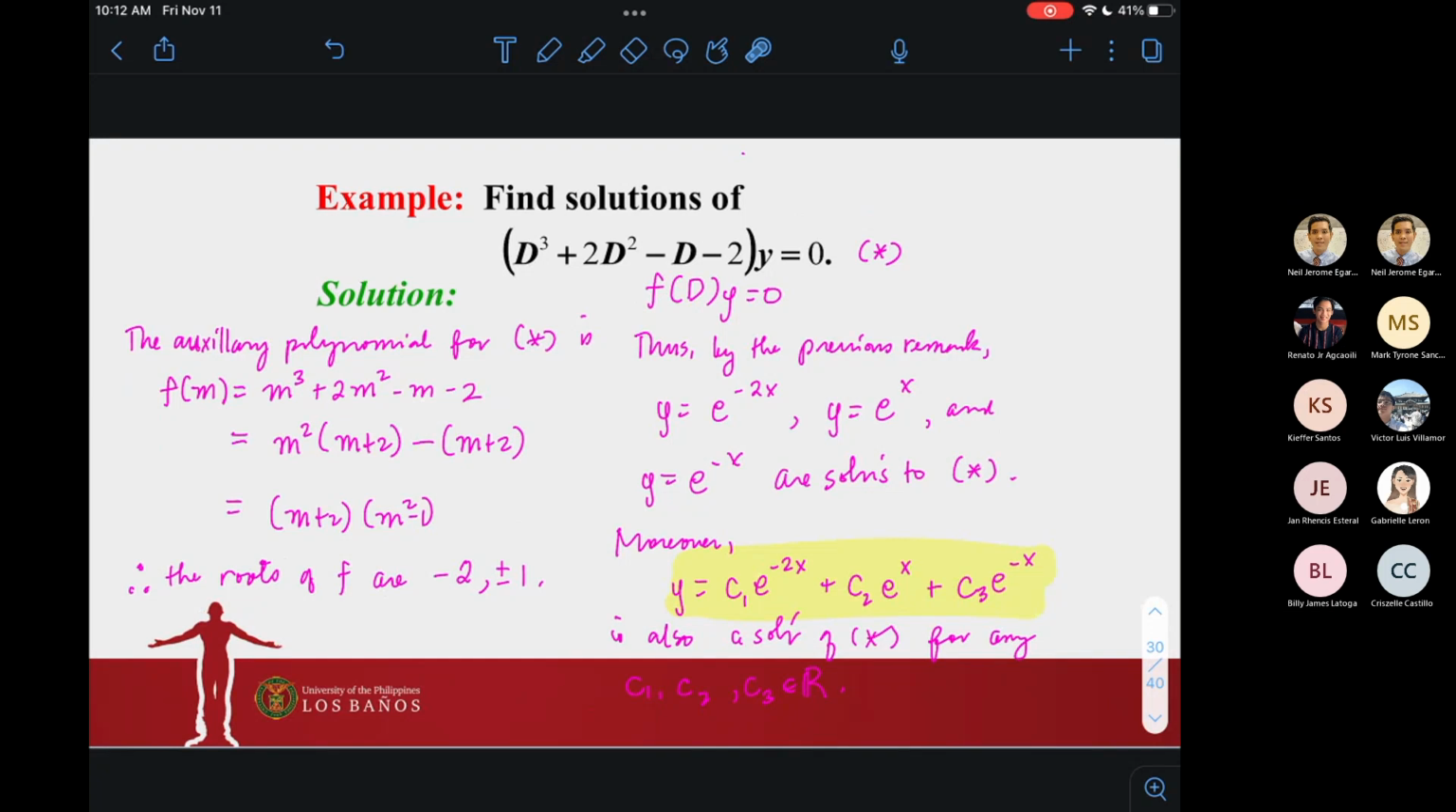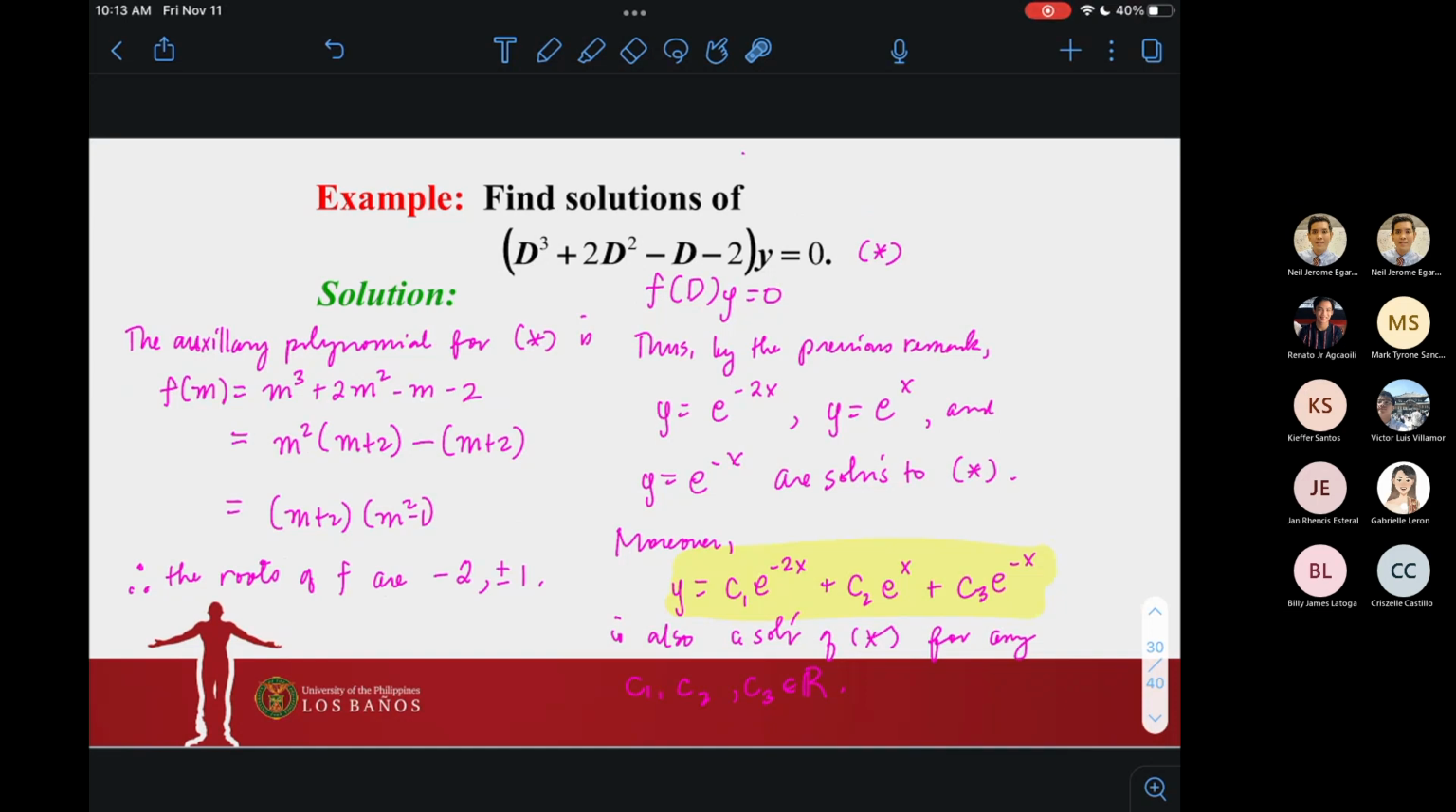By the way, I'll switch between terminologies. Minsan tatawagin ko si little f na auxiliary polynomial. Minsan tatawagin ko siyang characteristic polynomial, but they are just the same thing. Minsan i-spell ko yung auxiliary na double L. Minsan LIA yung gagamitin kong spelling. So, but everything is okay, all right? So we can use them interchangeably.